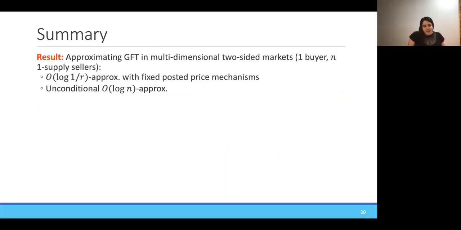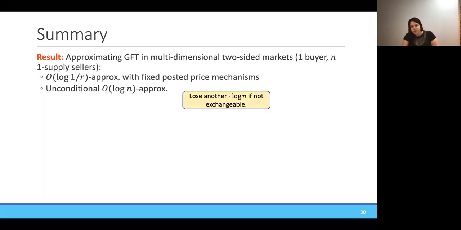So to summarize, we approximate gains from trade in the multidimensional two-sided market with one constrained additive buyer and n unit supply sellers. We give this log 1 over R approximation, where R is the minimum eligible trade probability, using only fixed posted price mechanisms. And then we give this unconditional log n approximation using these 3 different mechanisms. And we lose another log n in both if the feasibility constraint isn't exchangeable, which many feasibility constraints are exchangeable.